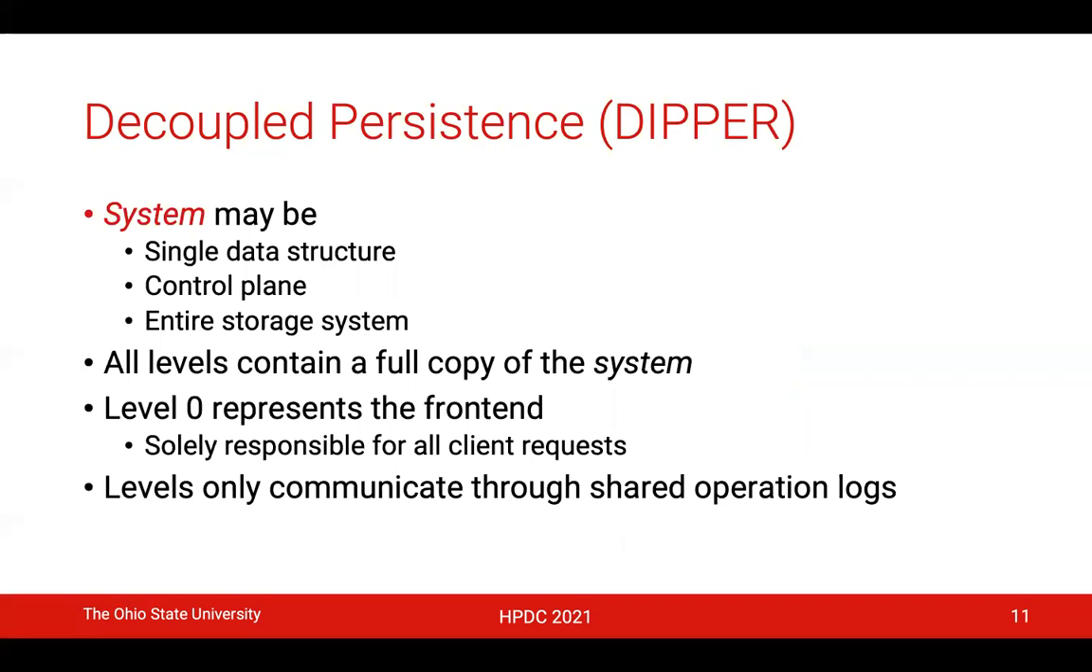And like I mentioned, all levels contain a full copy of the system. Importantly, level 0 represents the front end and is solely responsible for all client requests. By placing level 0 in DRAM, we can get very good performance. And levels only communicate through shared operation logs, and we'll see how this works later.